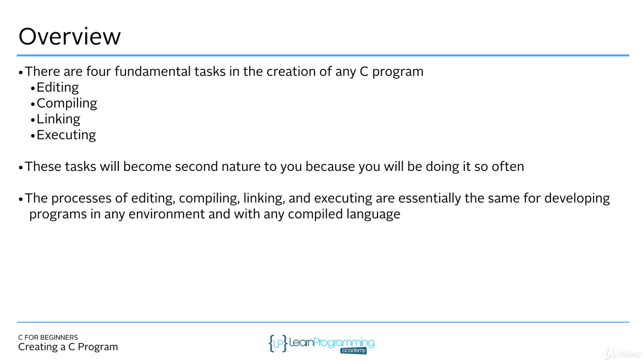So the processes of editing, compiling, linking, and executing are the same for developing programs in any environment with any compiled language. This is not unique to C. If you're writing a Java program, you're going to write the source code, and you're going to compile the source code. Linking you might not be as aware of in Java, but it's going to do some kind of linking, and we'll talk about what linking is. And then you're going to run the program. What I'm describing here, again, is how it's done in C.